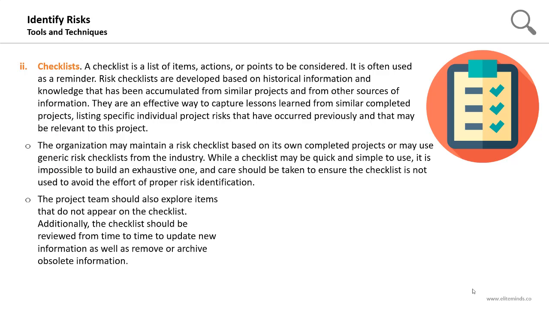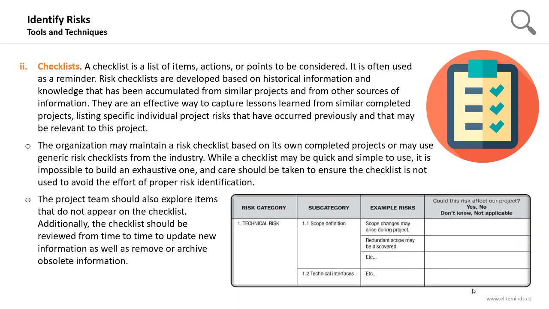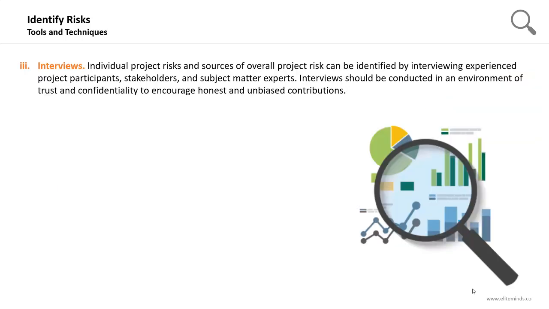Additionally, the checklist should be reviewed from time to time to update new information, as well as remove or archive obsolete information. This is part of a risk checklist covering the technical risk and the subcategories of a technical risk and example risks. So by looking at a comprehensive checklist or a long checklist, it can be used as a reminder to make sure that you covered these risks and to check if these risks are applicable to your project.